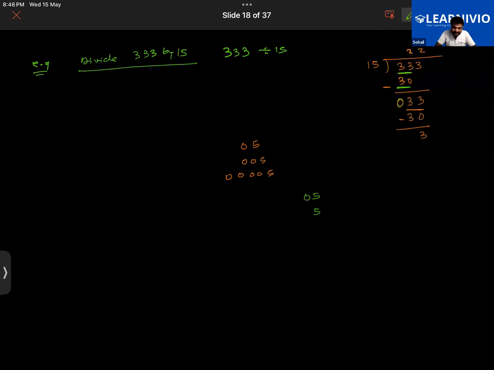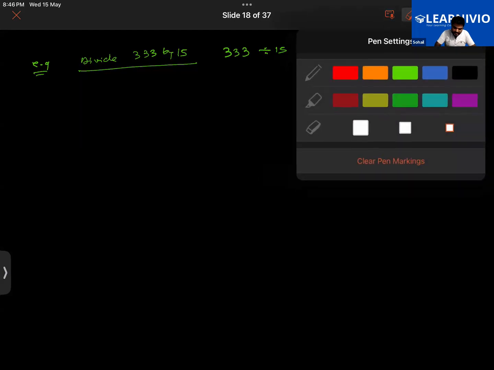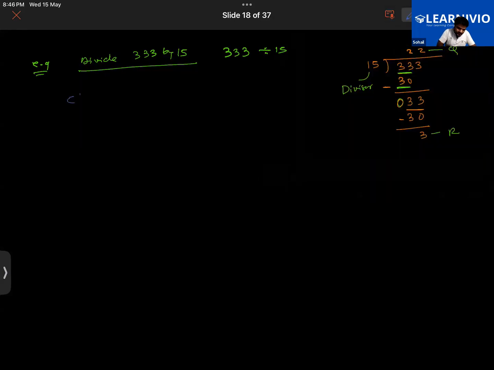So you have the following numbers as the answer. 22 is the quotient, 3 is the remainder, and 15 is the divisor. Is that clear? Now you can check your answer also. Let's check whether your answer is correct or not.